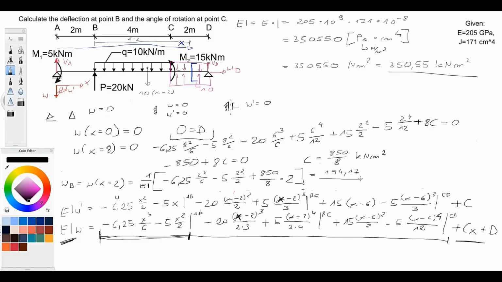194.17. Now then, we also substitute EI. We substitute 350.55. Now attention, attention. What's on top will have the unit of kN·m³, and here we have kN·m². Therefore, the result will neatly come out in meters. It came out to 0.5539 m.